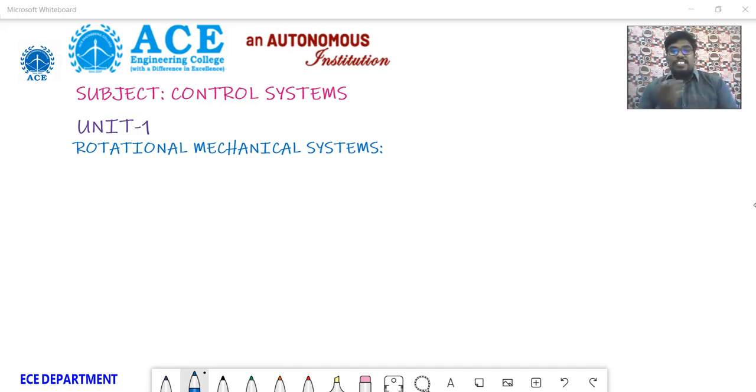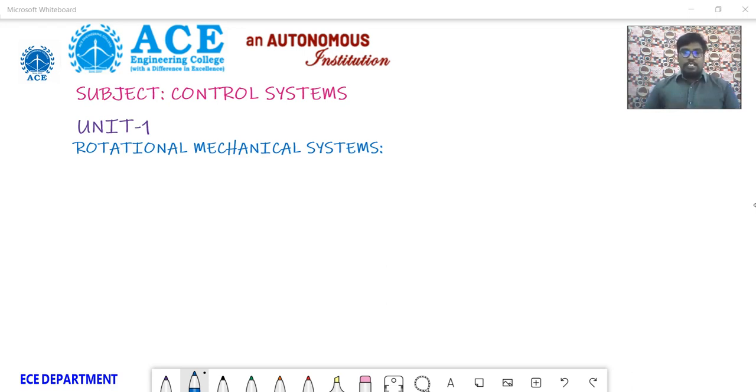Today we are going to discuss rotational mechanical systems. Unit 1, subject control systems. In the last class we discussed mathematical modeling of rotational mechanical systems, and their variables and elements. And for the elements we wrote the torque equations, for all three elements.